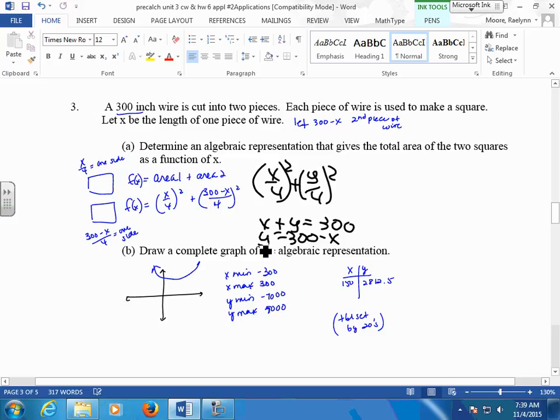So you can still work it this way first, and then substitute it in here. You're still going to get the same thing. So if you started out that way, that is absolutely fine. You have to substitute out your Y, so I just thought let's just cut to the chase and do the X into 300 minus X.